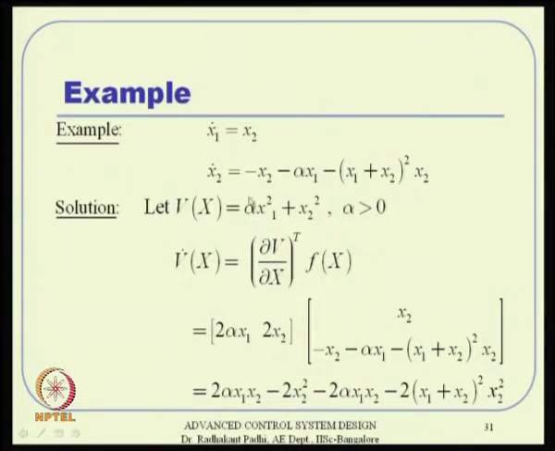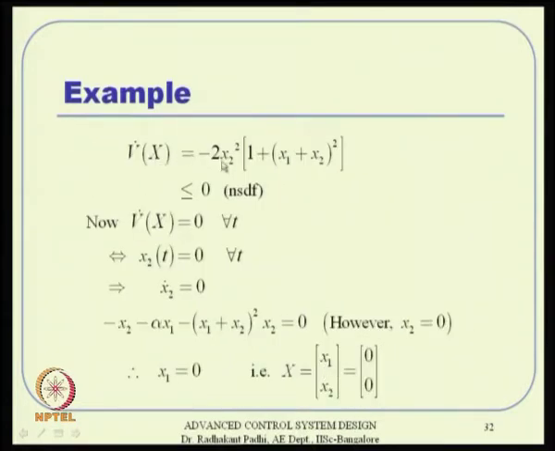So, del V by del x, if we evaluate, this is 2 alpha times x 1 from here and 2 x 2 from here, and then f of x is like this, x 2 and then all that. So, we put it there. Then evaluate this expression actually. Then V dot of x, I can rearrange it to be in this form, and it certainly happens to be negative semi definite.